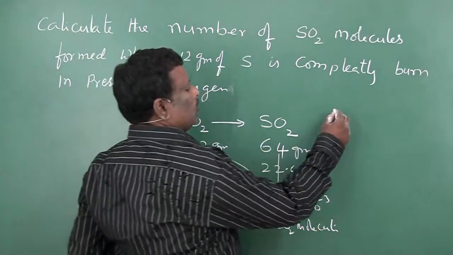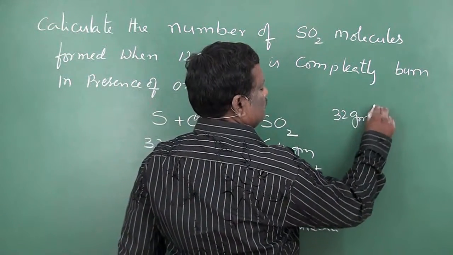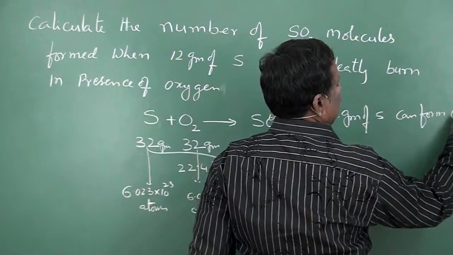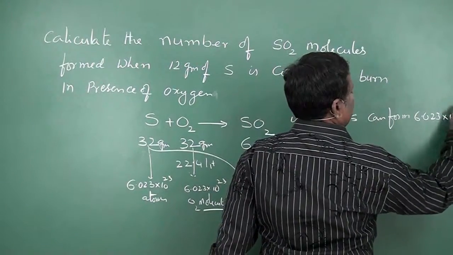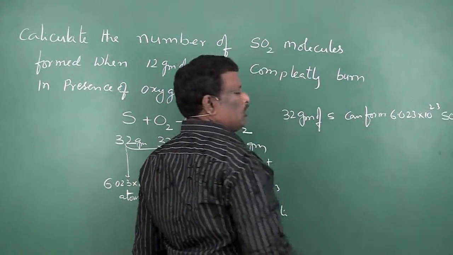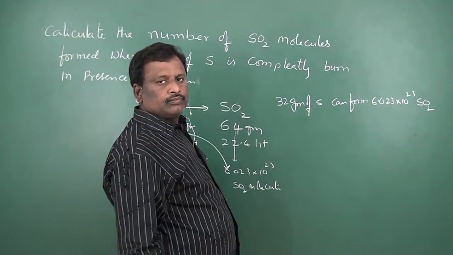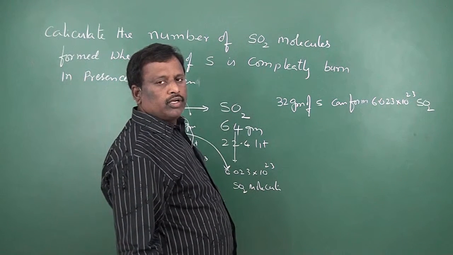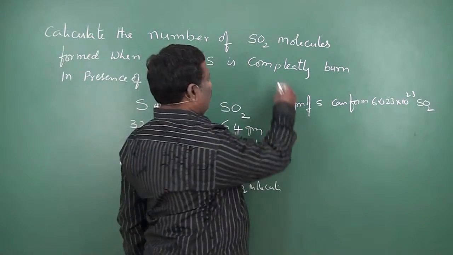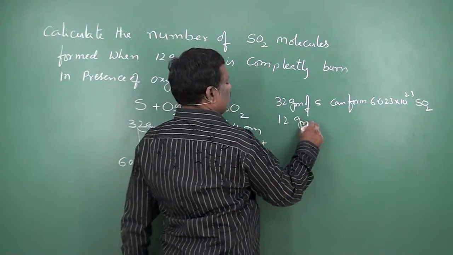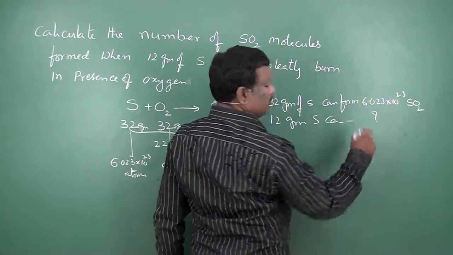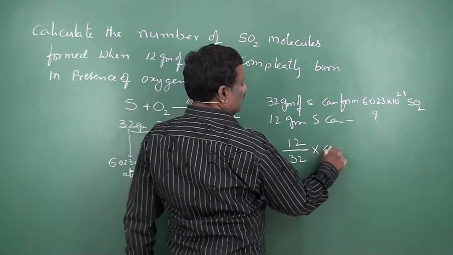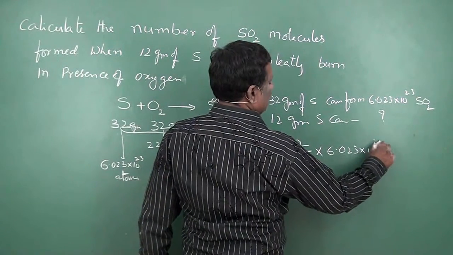That means 32 grams of sulfur can form 6.023 into 10 to the power 23 SO2 molecules. Now we have 12 grams. Then 12 grams of sulfur can form how many molecules? So 12 by 32 into 6.023 into 10 to the power 23.